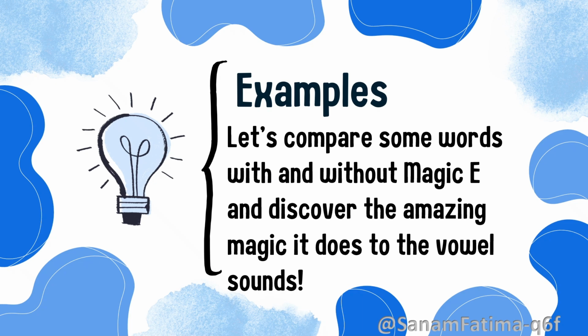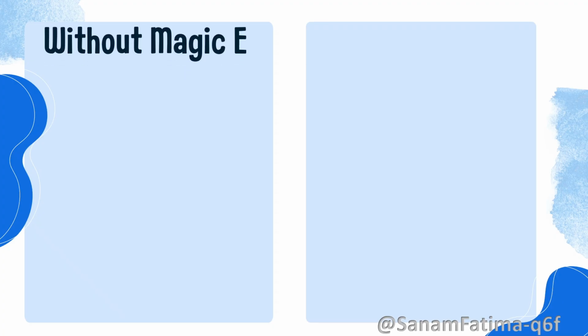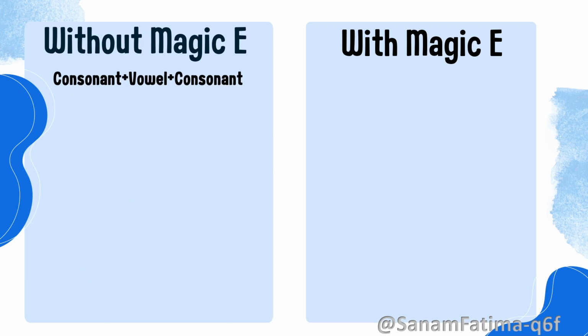So on the left side, I'm going to show you some words without magic E, and on the right side, I'm going to show you some words with magic E. The words which are without magic E, those are CVC words, like a consonant, then a vowel, and then again a consonant. But the words which will be on your right side, those will contain consonant, vowel, consonant, and then at the end of the word there will be a magic E.